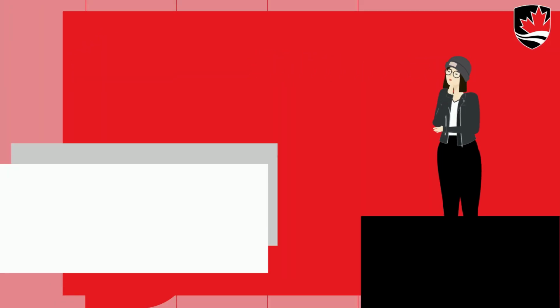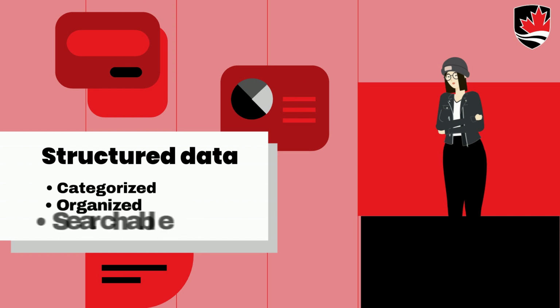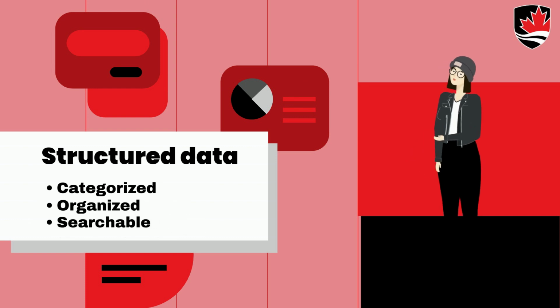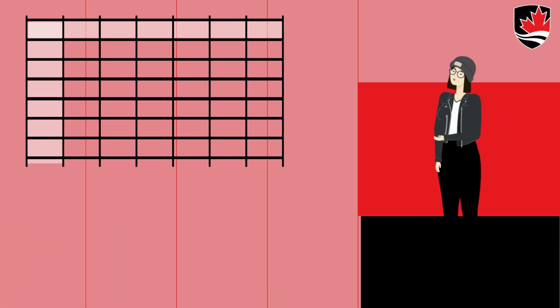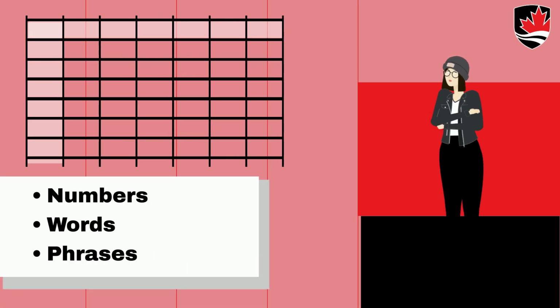Let's begin with structured data. These data are well organized and easy to search. They often look like tables, similar to what you see in Excel documents or Google Sheets. Structured data mostly contains numbers, but they can also include categorized words or phrases.